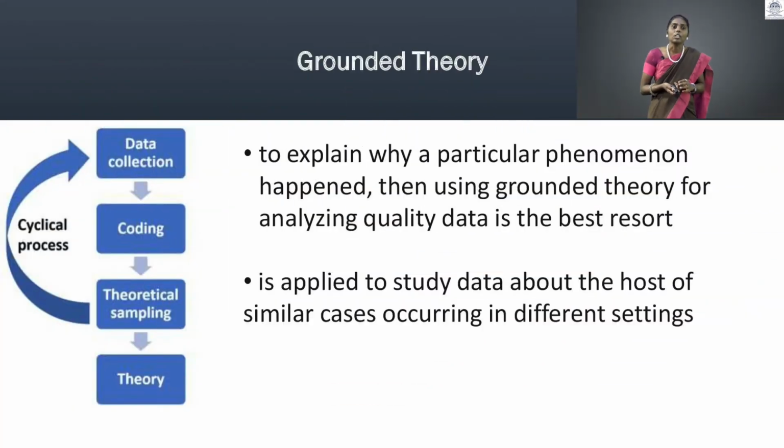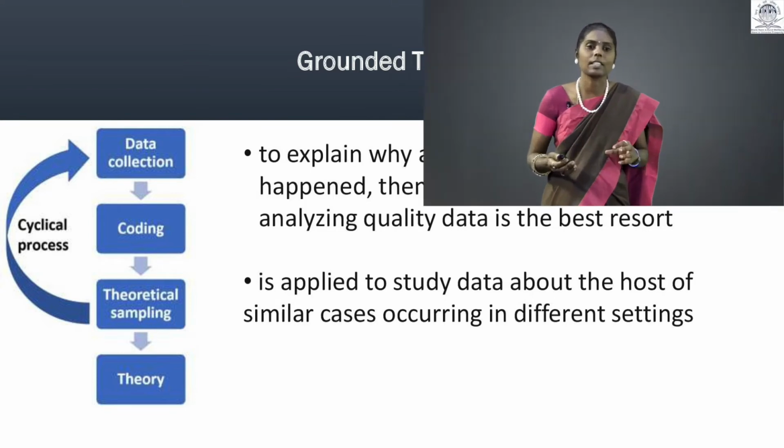The last type of qualitative research analysis is grounded theory. It is used to explain why a particular phenomenon happened. Using grounded theory for analyzing qualitative data is the best resort, and it is applied to study data about a host of similar cases occurring in different settings. Usually it is a cyclical process until a theory is proposed based on the information that is collected. So data is collected and coding is done, and then theoretical sampling is done.